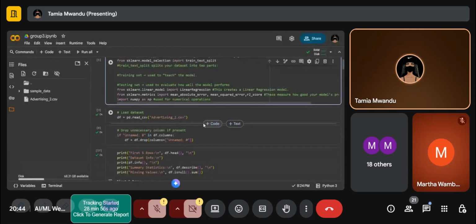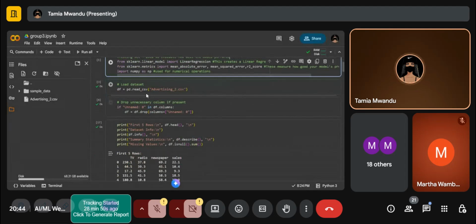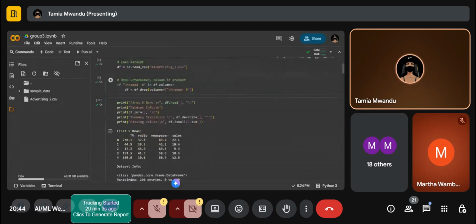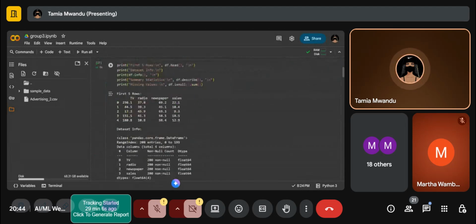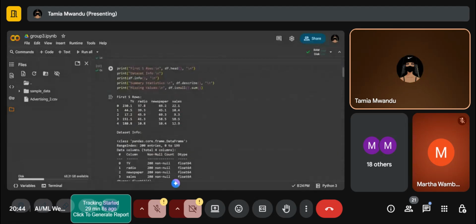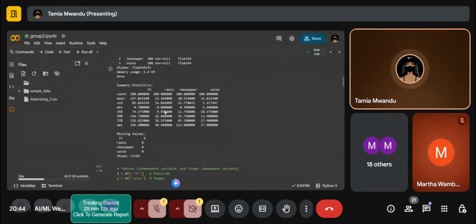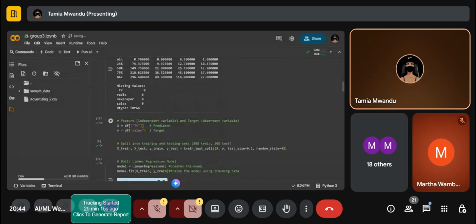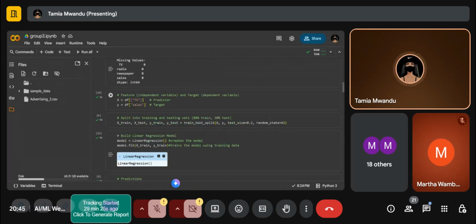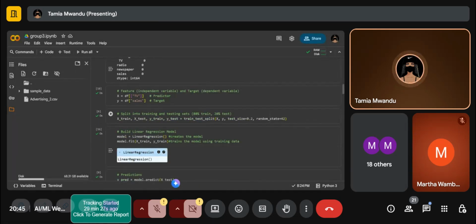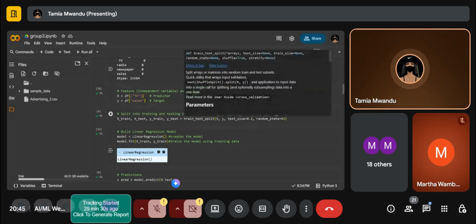So you load your data and drop any unnecessary columns if present. And then here we explored our data set. And then here we presented the target for the prediction that you're going to do, for example, TV and sales. And here we split our training and testing sets into 80% training and 20% test.